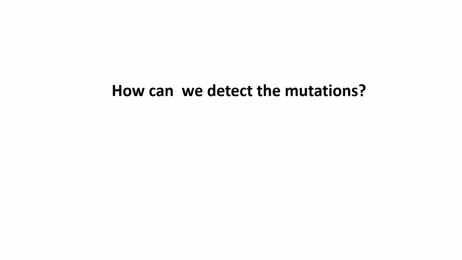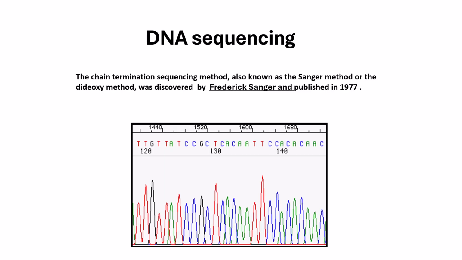In this video, I will answer the question: how can we detect a mutation using the sequencing method? We'll be talking about the DNA sequencing method discovered by Frederick Sanger and published in 1977. This is the so-called chain termination sequencing method, and it is used in diagnostics in order to verify if a mutation is present in a particular part of the genetic material.